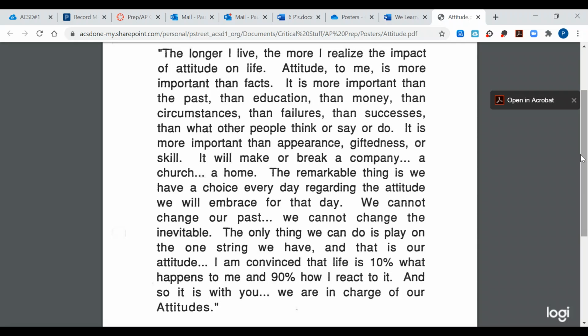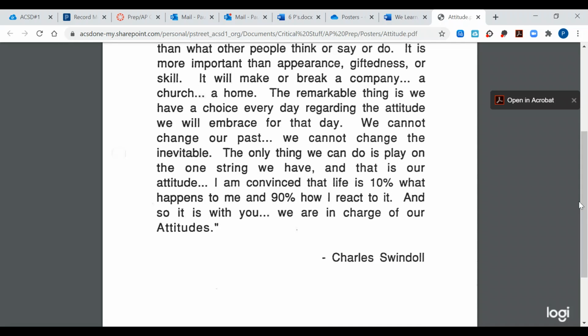And I'm going to scroll down, and you don't have to read, I'll just say it. I'm not sure how you say this guy's name, Charles Swindoll or Swindoll, I'm not sure. But he's the guy that gets the credit for that. Okay? So I think that's really true.